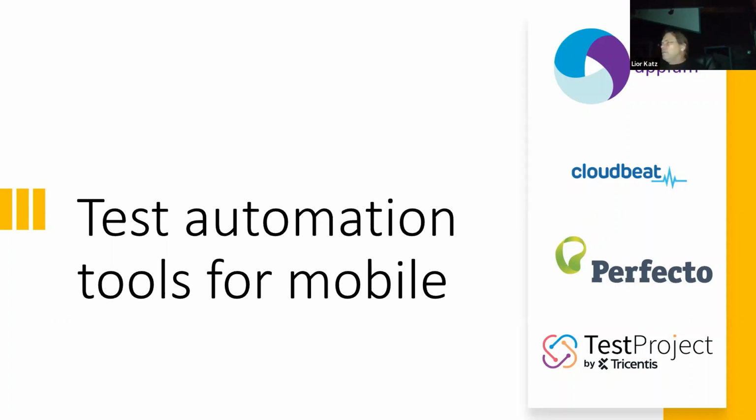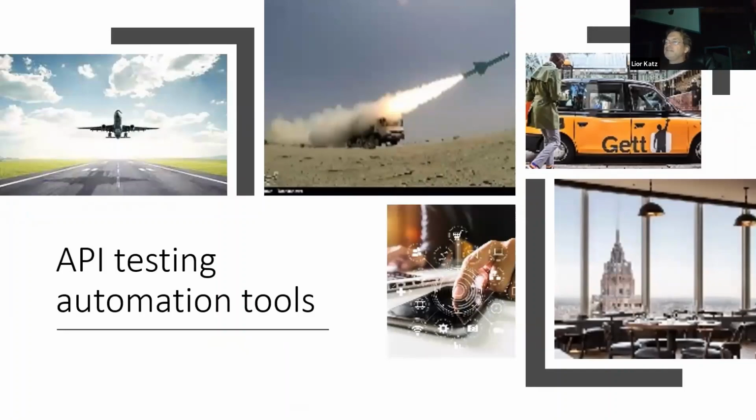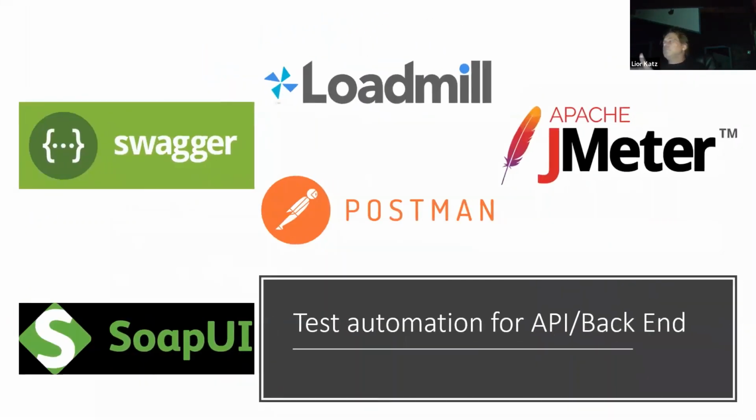So I've said enough regarding test automation for mobile, and of course API test automation tools. The king of API test automation tools is Postman, but again, Postman is good for one thing, it's not good for other things.